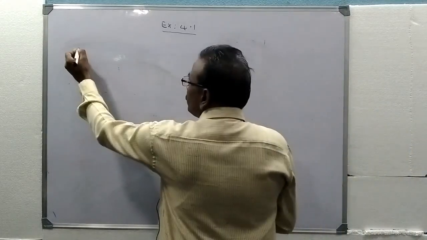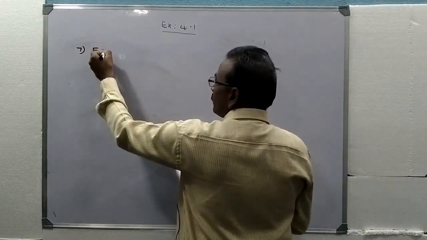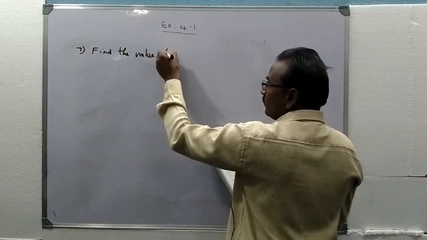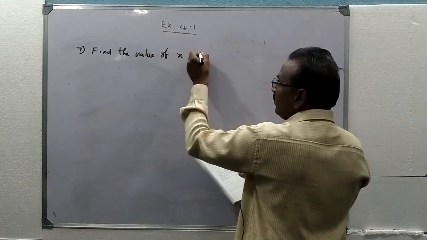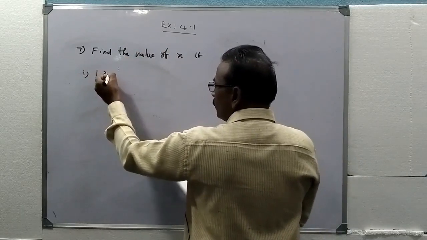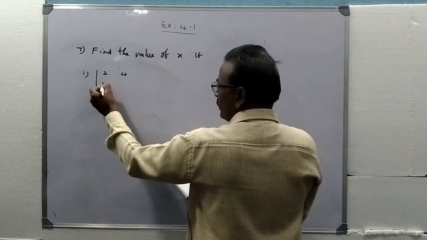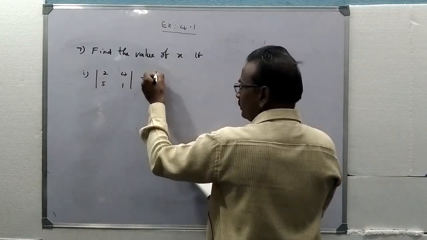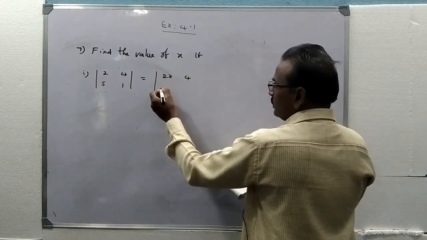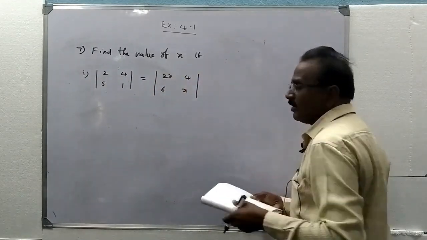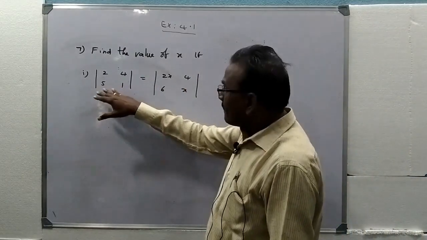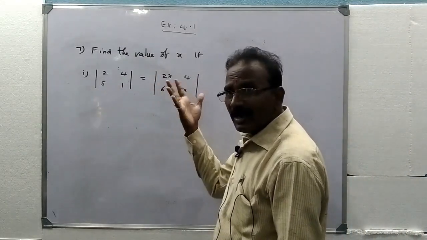Question number 7: find the value of x if the determinant of 2, 4, 5, 1 is equal to the determinant of 2x, 4, 6, x. Find the value of x. Actually, this is not a matrix, and the RHS is also not a matrix.